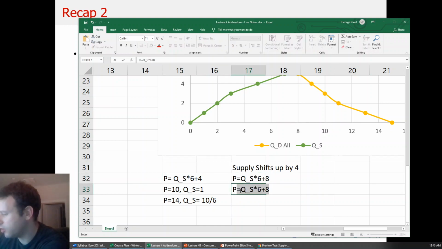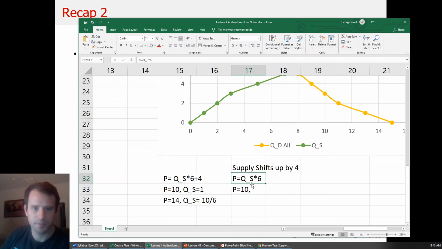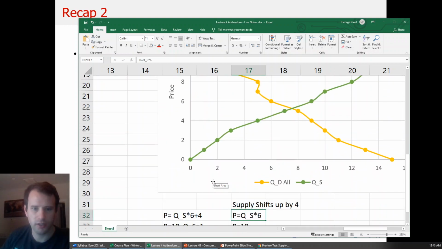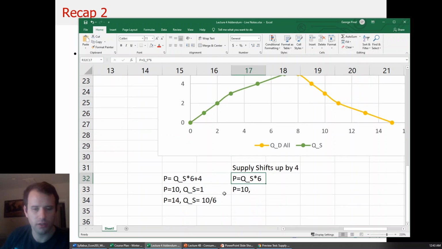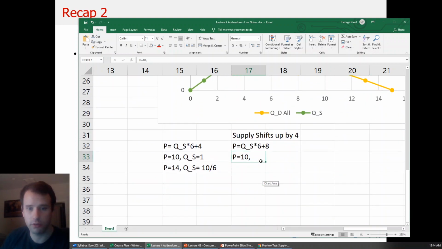Sorry, actually I did it down by 4. No, I was right. Supply shifts up by 4. I'm sorry about that. Supply shifts up, but a shift up is a shift inwards. It'll look like this, moving inwards, because the y-intercept will increase, which will lower the quantity for every price. But it's the same thing. Supply shifts up by 4, so the y-intercept moves up by 4.